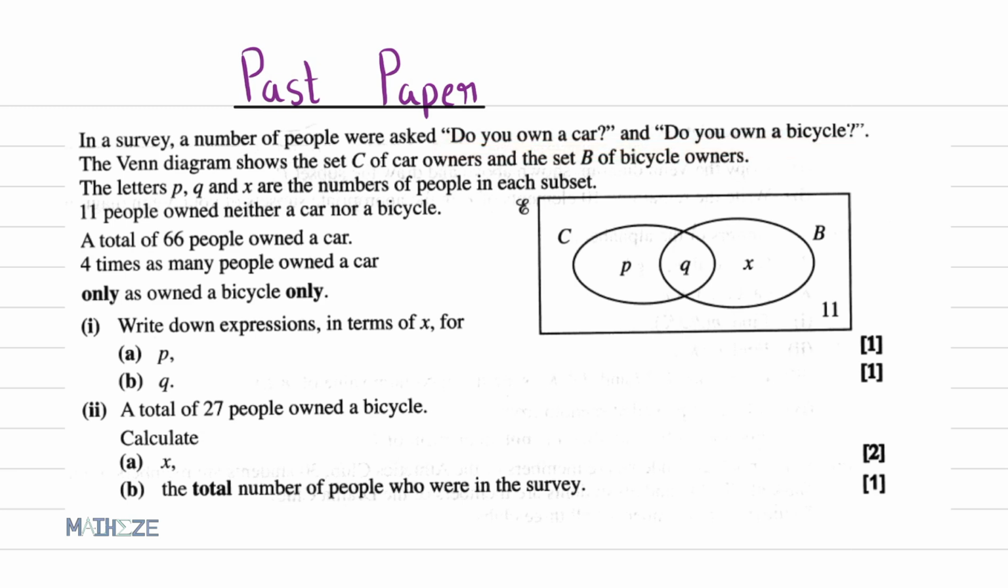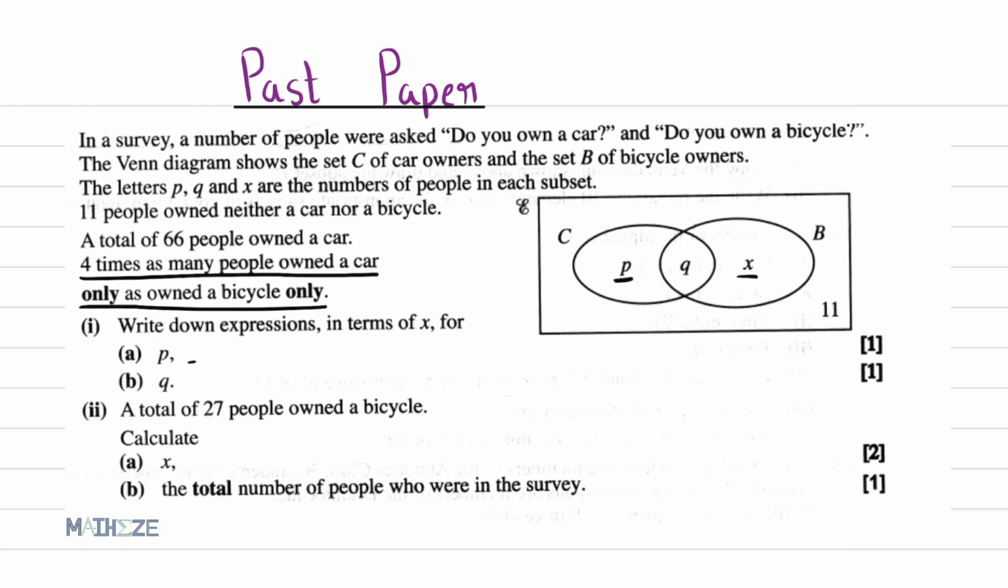In a survey, a number of people were asked, do you own a car or do you own a bicycle? The Venn diagram shows the set C of car owners and set B of bicycle owners. Then it says the letters P, Q, X are the number of people in each subset. 11 people own neither a car nor a bicycle. A total of 66 people own a car. 4 times as many people owned a car only as owned a bicycle only. So bicycle only were X.